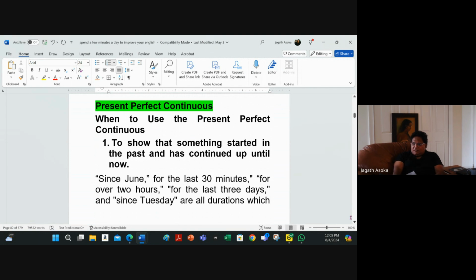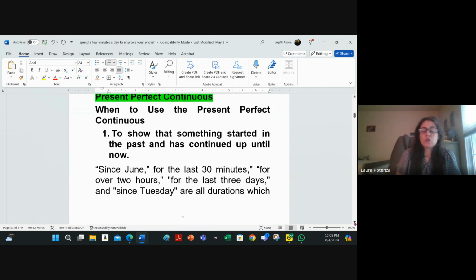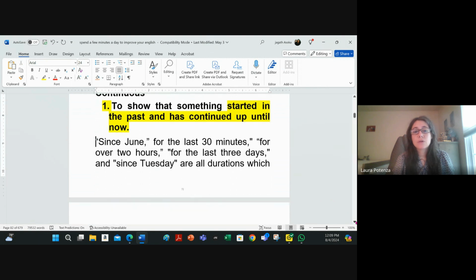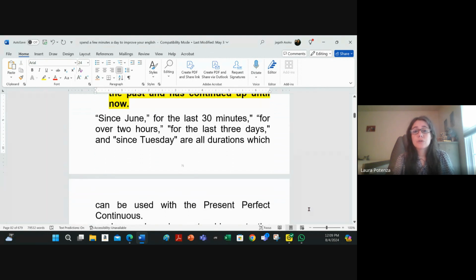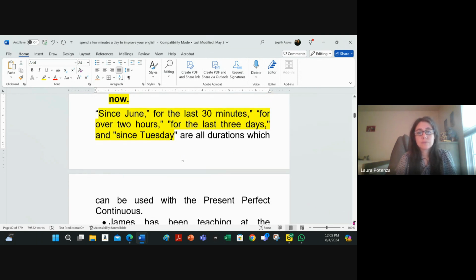Okay. Present perfect continuous. So when to use the present perfect continuous? One time to use it is to show that something started in the past and has continued up until now. Examples: since June, for the last 30 minutes, for over 2 hours, for the last 3 days, and since Tuesday are all durations which can be used with the present perfect continuous.